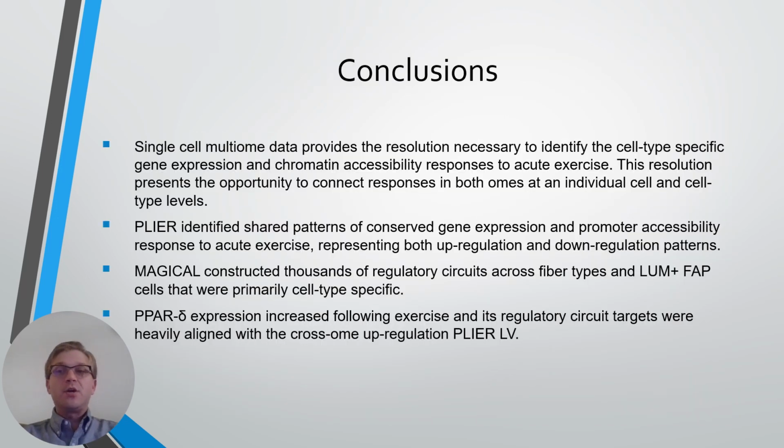Today we have quickly shown the capabilities of two methods, PLIER and MAGICAL, to harness the increased resolution of single-cell multiome data to investigate the regulatory relationship between gene expression and chromatin accessibility and how that pertains to acute exercise response in humans. We have identified genes with conserved patterns of expression across omes and connected transcription factors to these cross-ome exercise responses.